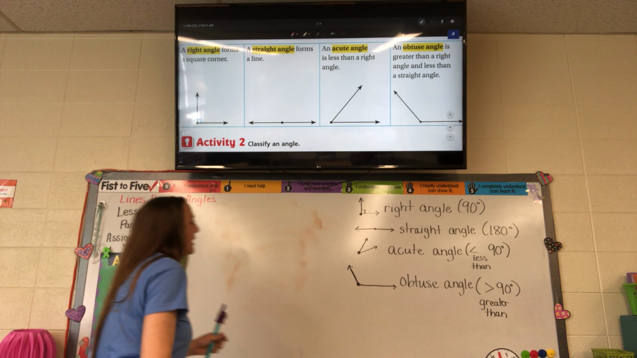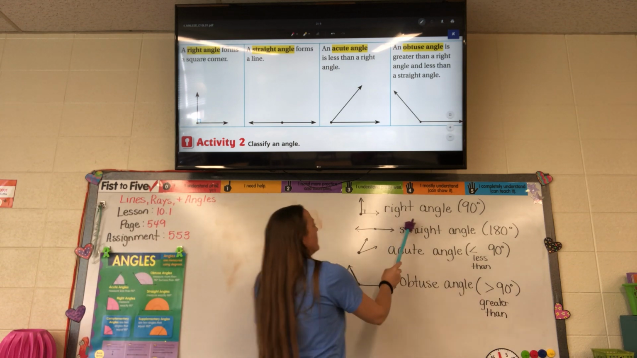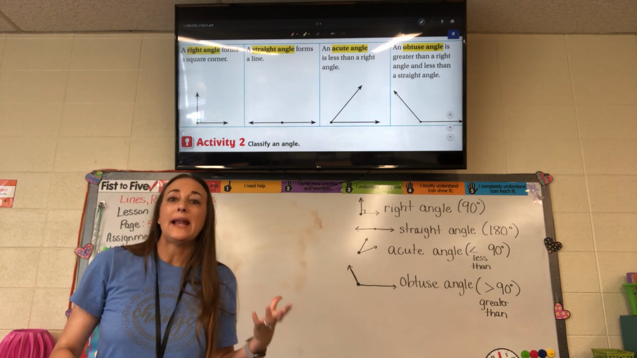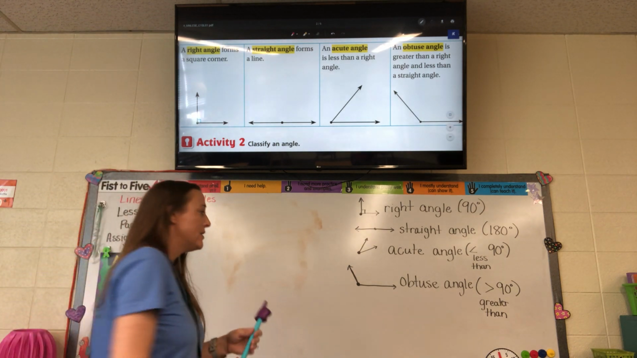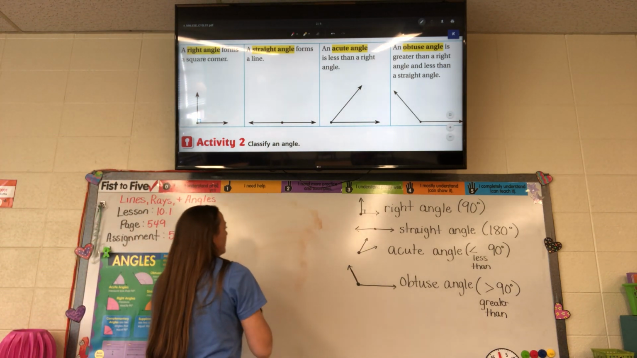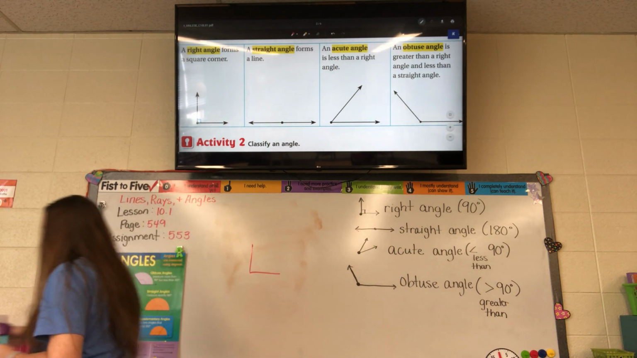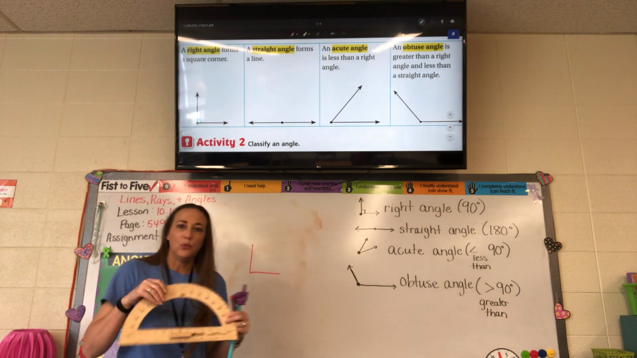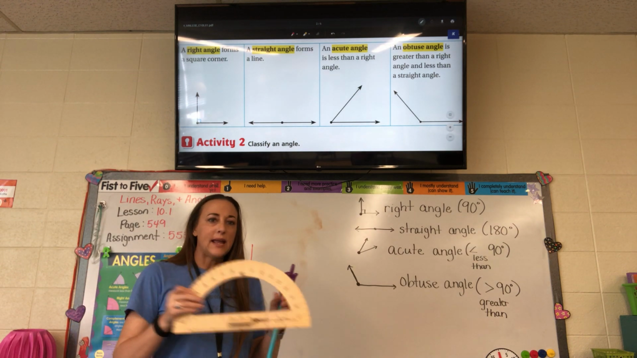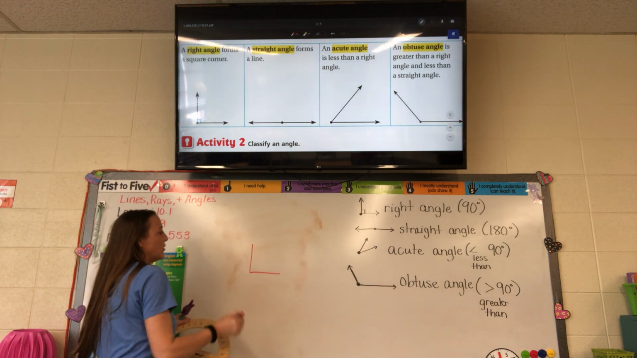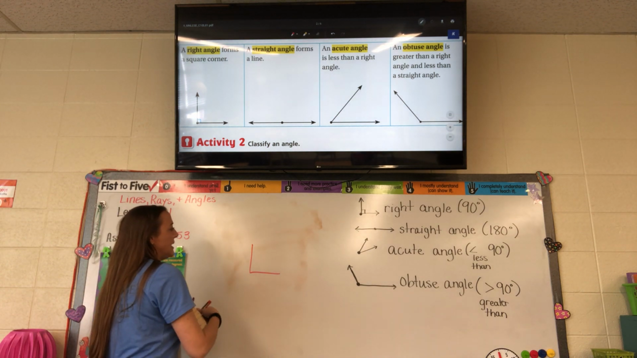Okay, all right. So here's our angles. A right angle, the measurement of a right angle is 90 degrees. So if we used a protractor, which is our tool that we use to measure angles, and we'll talk about that more later, this angle would measure 90 degrees.